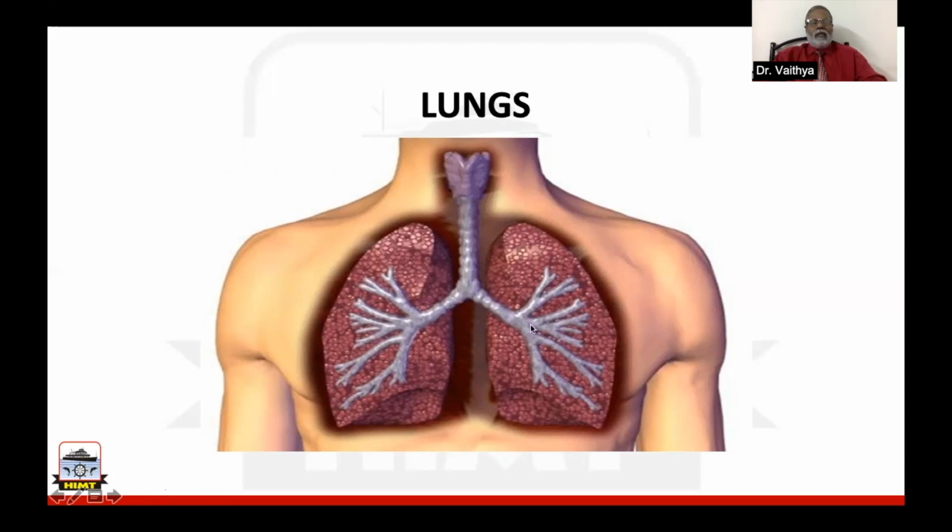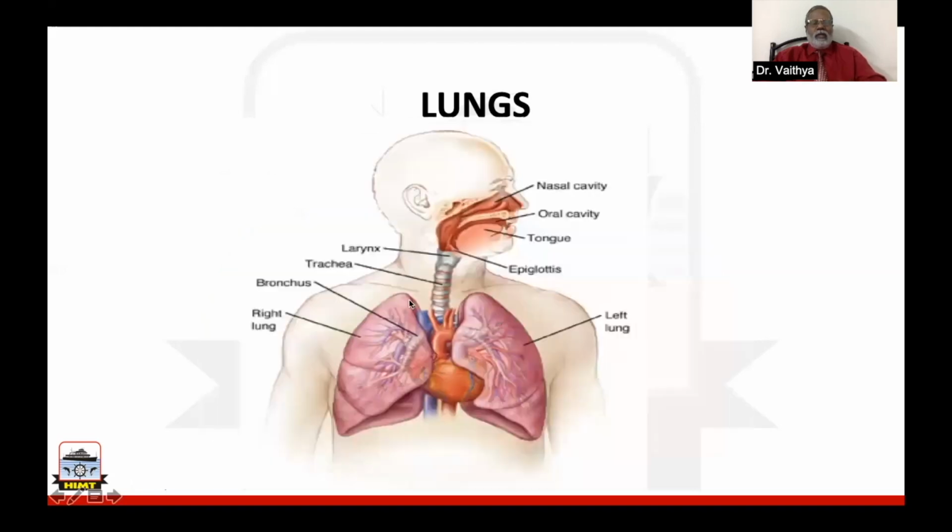We discussed already the heart extends from the first rib to the sixth rib. And this is the exact placement of our lungs. See here, there's a right lung, there's a left lung, and in between is the heart, and this is the windpipe dividing into two branches. This is exactly where the lungs and heart are present in our body, inside the chest.